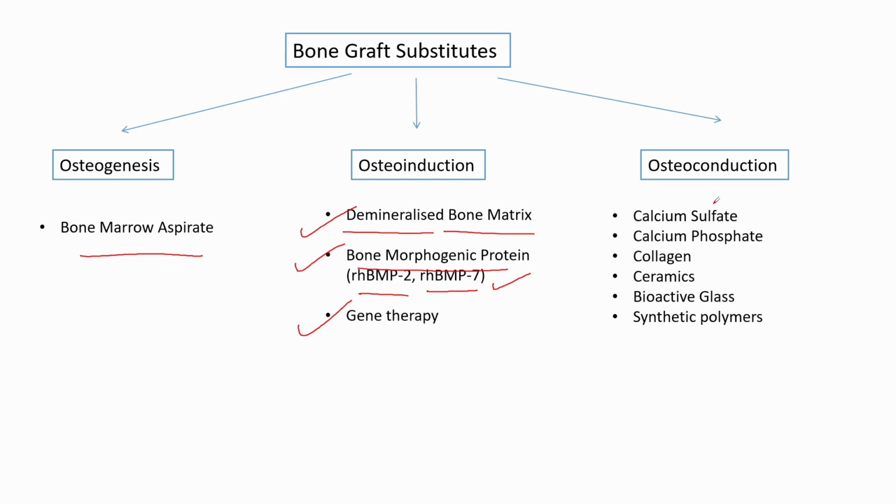In osteoconduction, we have to remember the C's: calcium sulfate, calcium phosphate, collagen, and ceramics. Other examples are bioactive glass and synthetic polymers. So this was a presentation on bone graft properties and bone graft substitutes.